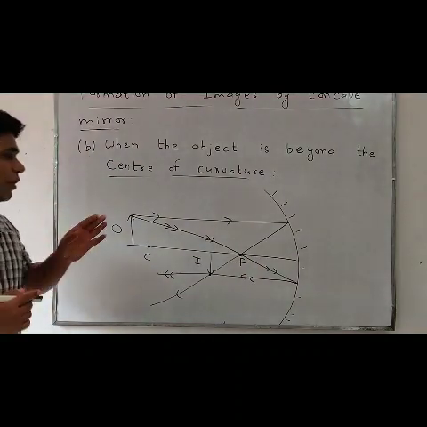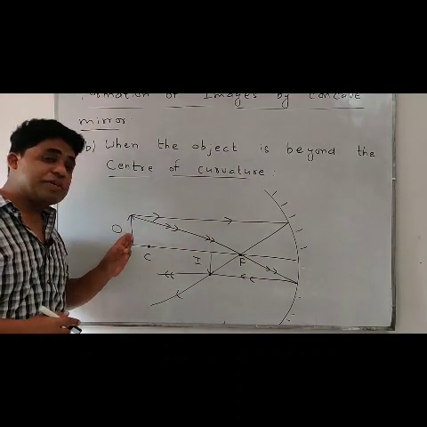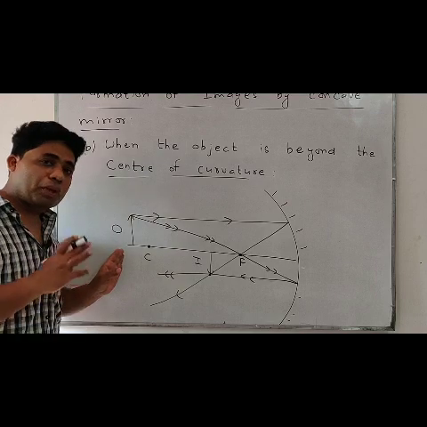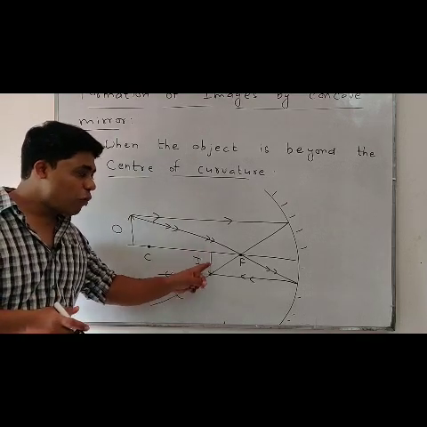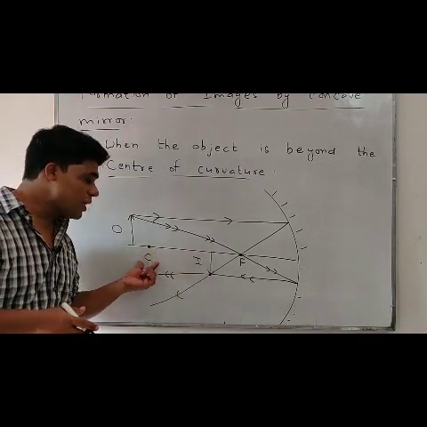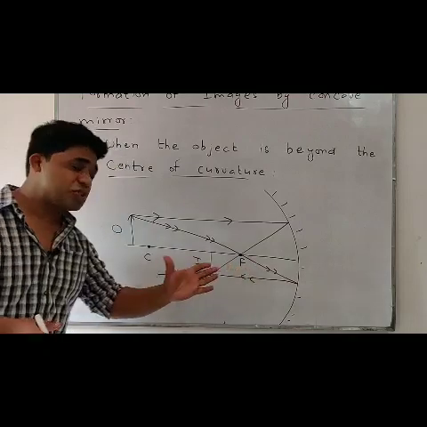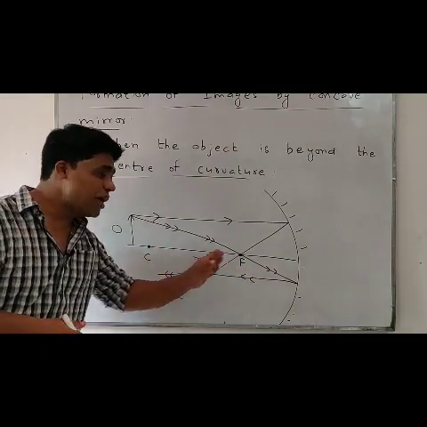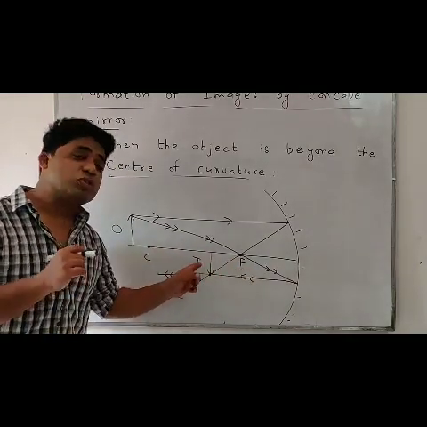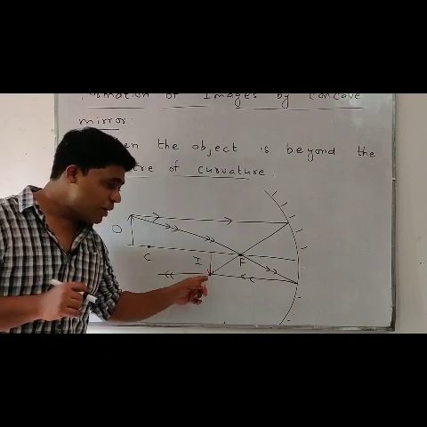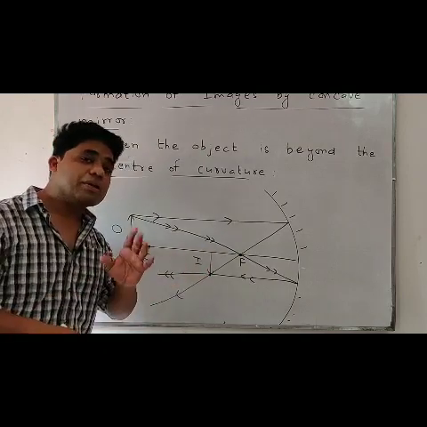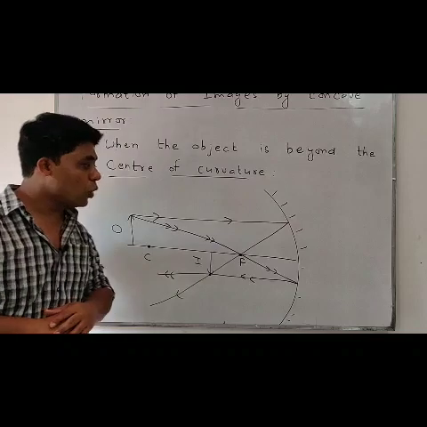It means when the object is placed beyond the center of curvature, in that condition we will obtain the image between the center of curvature and the principal focus. We will obtain the image between C and F. And the nature of the image is real, inverted, and smaller as compared to the object.